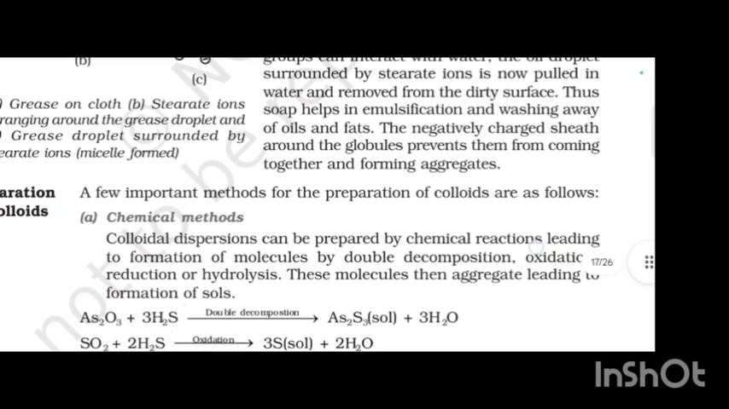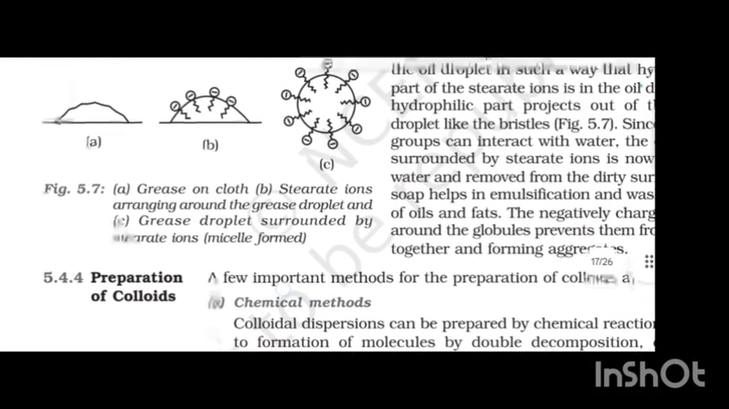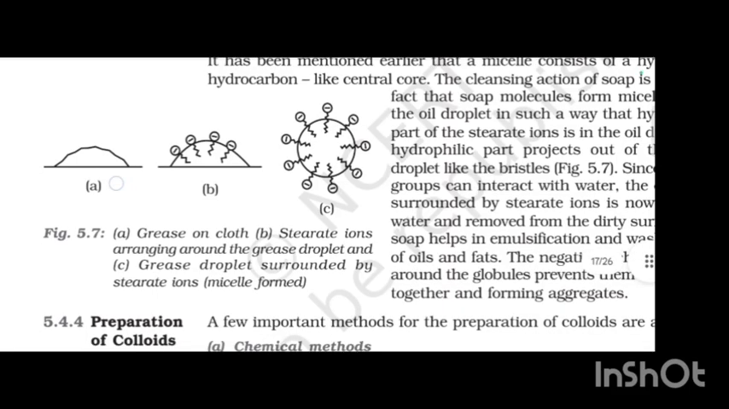The negatively charged sheath around the globules prevents them from coming together and forming aggregates. Figure 5.7. A, grease on cloth. B, stearate ions arranging around the grease droplet, and C, grease droplet surrounded by stearate ions, micelle formed.